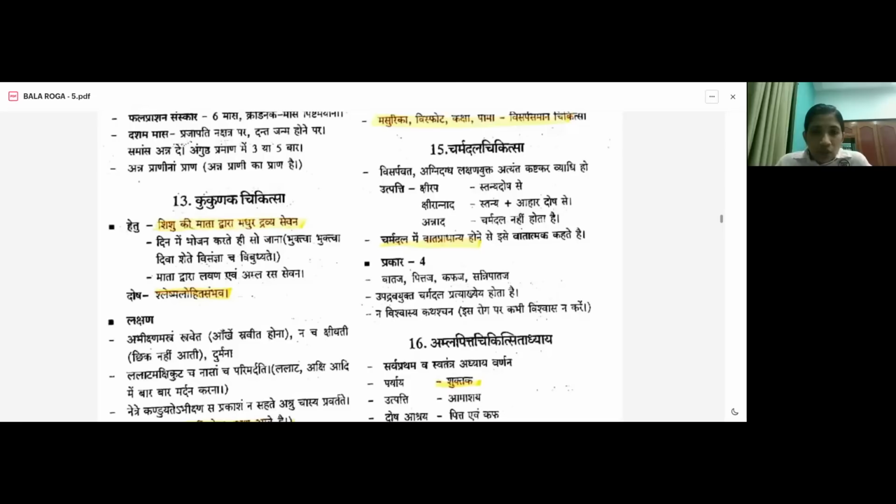Do you remember the code for Kukunaka? Anyone? Kukunagara, isn't it? Kukunagara. And remember the Acharyas, that is according to Sushrutacharya, Kukunaka is mentioned in which category, and according to Ashtanga or Vagbhatacharya, Kukunaka is mentioned in which category. So it's very important. Okay.